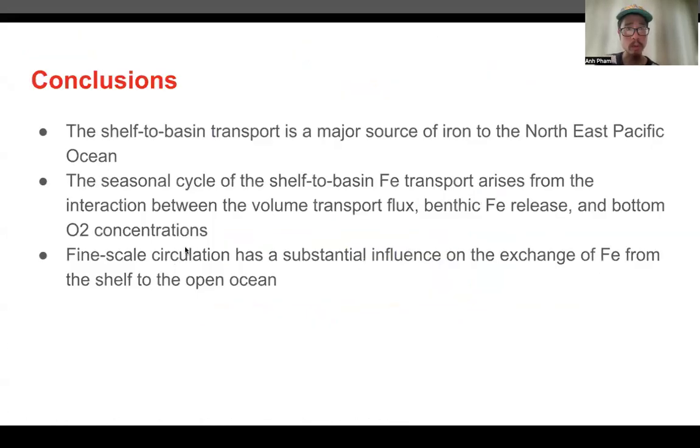So in conclusion, we see that the shelf to basin transport of iron is a major source of iron to the Northeast Pacific Ocean, and the seasonal cycle of the shelf to basin iron transport arises from the interaction between the volume transport flux, benthic iron release, and bottom ocean concentrations. And also, more importantly, we see that fine-scale circulation like eddies has a substantial influence on the exchange of iron from the shelf to the open ocean.